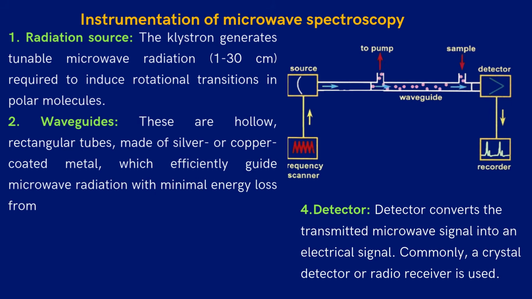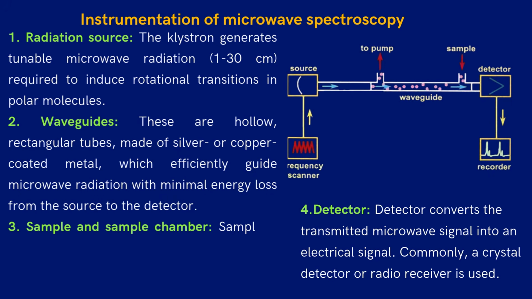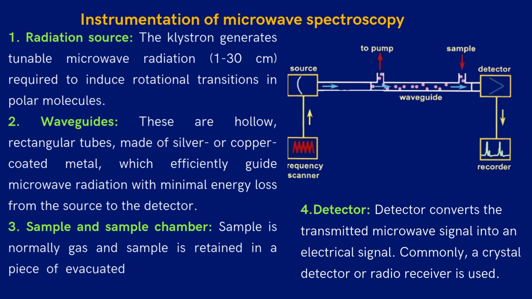Third is the sample and sample chamber. The sample is normally a gas, and the sample is retained in a piece of evacuated waveguide by a very thin mica window. Fourth is the detector. The detector converts the transmitted microwave signal into an electrical signal. Commonly, a crystal detector or radio receiver is used.